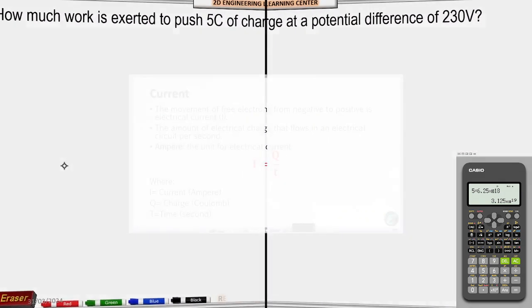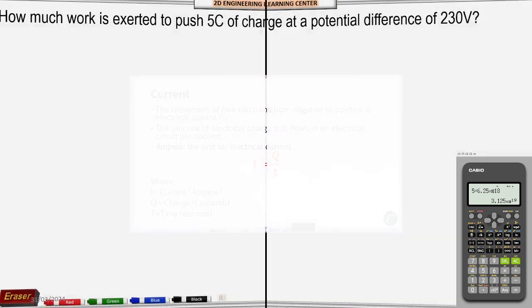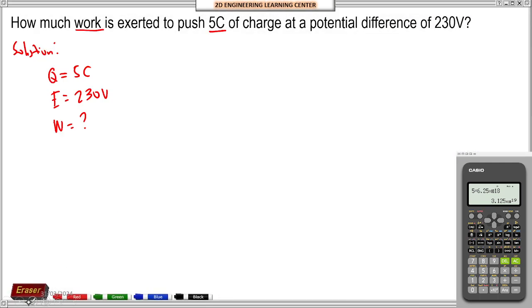E is equal to work, or W, over Q. What we are looking for is W, so we just cross multiply. So we have EQ, that is equal to W. So here you can solve the work. You have 230 volts, which is your voltage, times your Q, which is your 5 coulombs. That is equal to W.